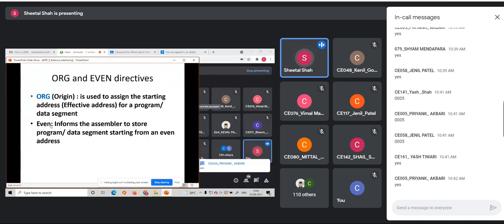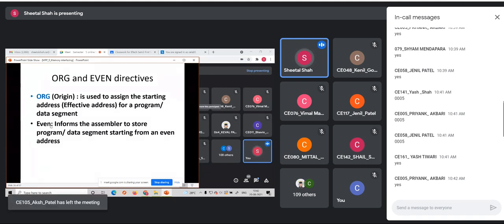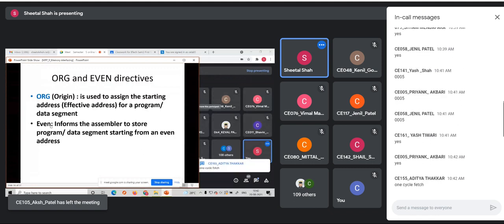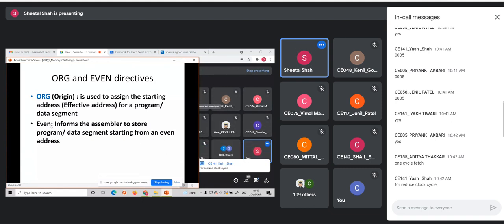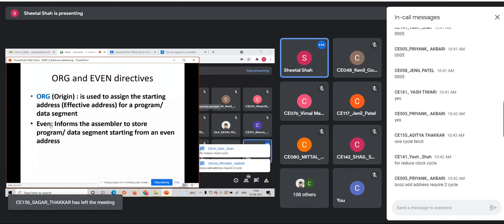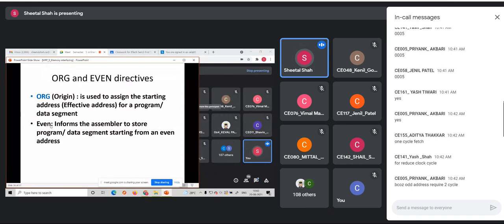Can you tell me why we require this? Why do I want my data to be at the even address rather than the odd address? Yes, to reduce the fetch cycle. As we have already studied, the odd address requires more clock cycles, provided it is a word data type. If it is a byte data type, then there is no issue. So if I want to change my offset address to some even address, then I can use this EVEN assembler directive. So that's all in today's lecture.